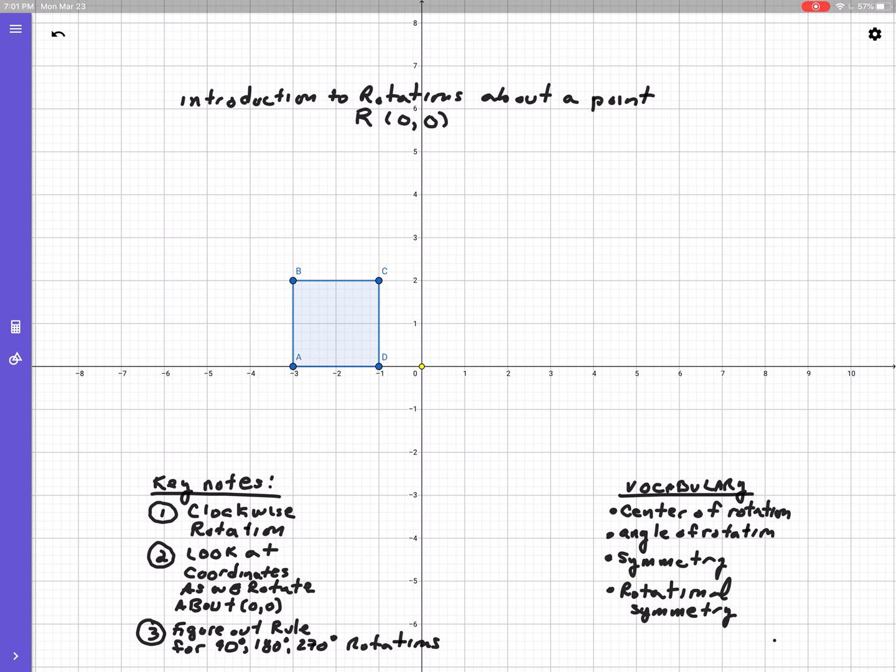So let's get started with this, and you'll see along the way we'll be doing a little bit of vocabulary, so we'll be talking about that momentarily. So let's actually get started here and start talking about the process.